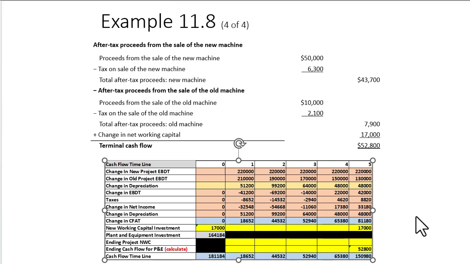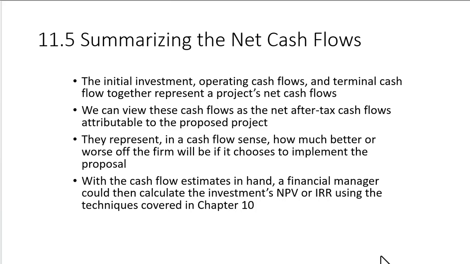So how does this project look for us? Well, we're going to spend 181. We're going to get 18, then 44, then 52, then 65. Then we're going to get 150,000 last year. That's the timeline that we'll use for our capital budgeting project. What discount rate do we use? As we've been speaking, it's the weighted average cost of capital.